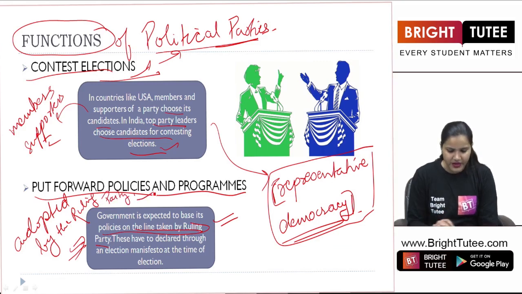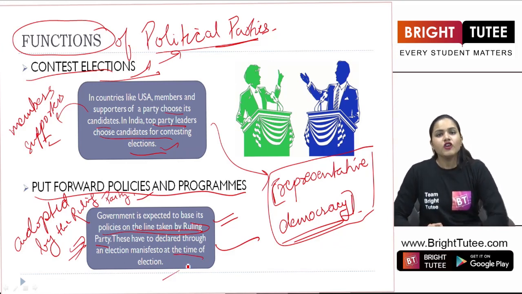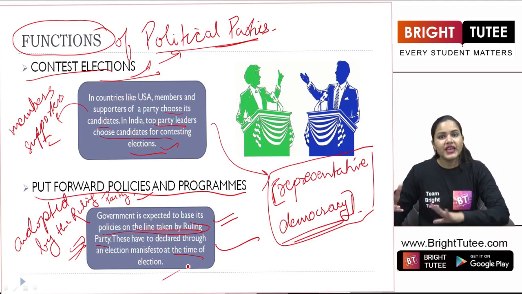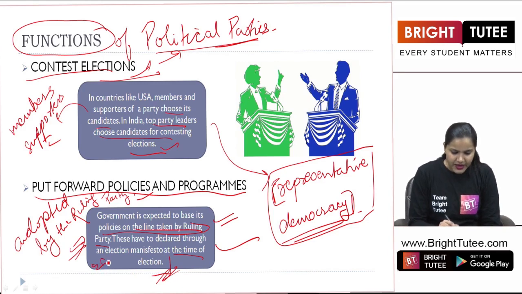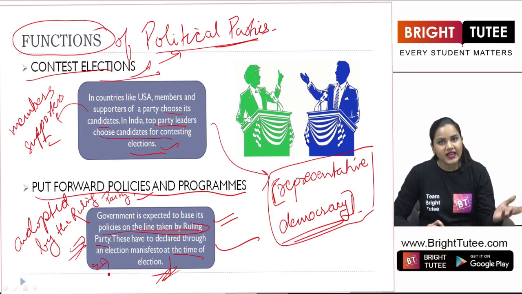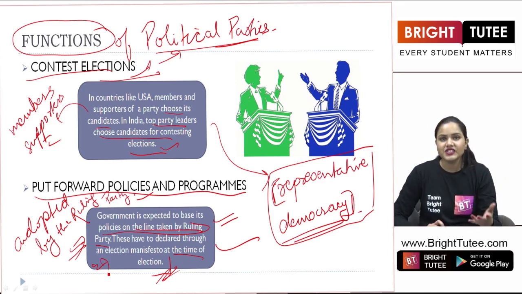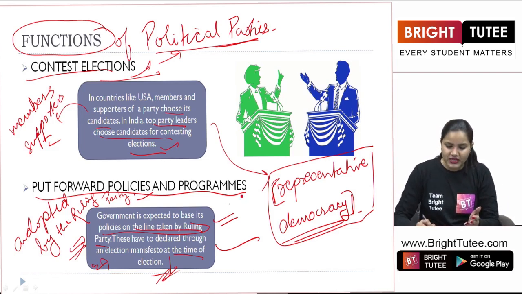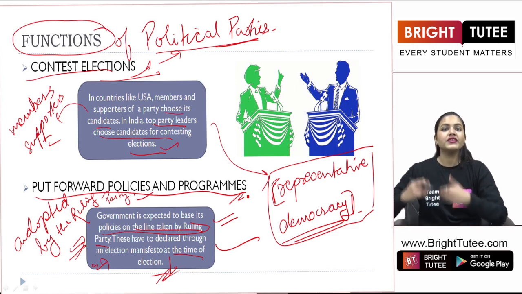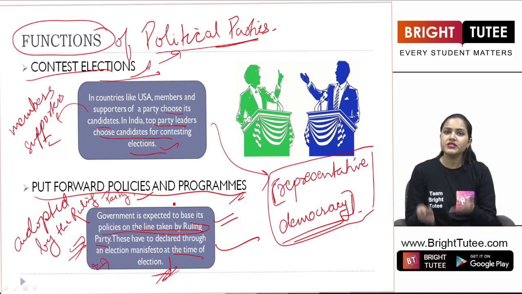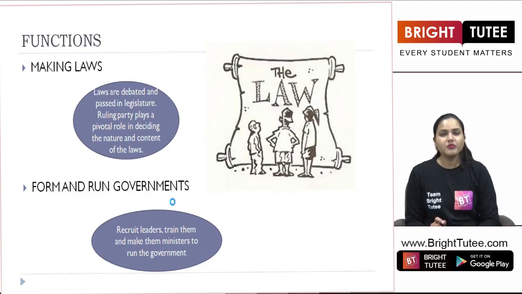Correct, students? So these have to be declared through an election manifesto at the time of election. Now these policies and programs that the ruling party is going to initiate whenever they come to power, they have to be represented in the election manifesto at the time of election, right? So these are some of the points on the basis of which they are fighting the elections, and they are trying to prove that their policies and programs are much better than the opposition political parties, right? So putting forward these policies and programs is again one of the functions of political parties.